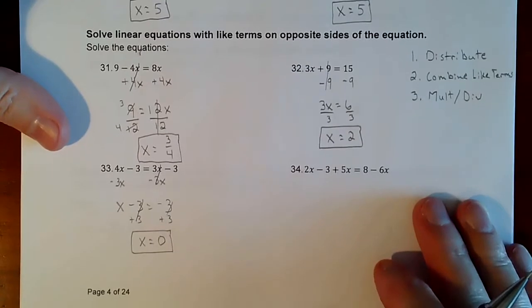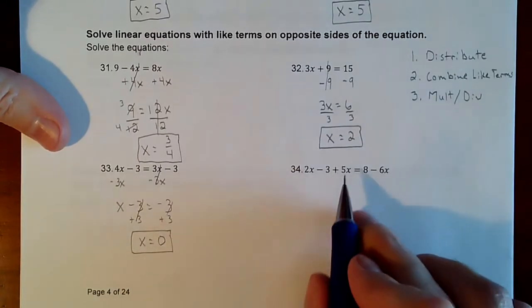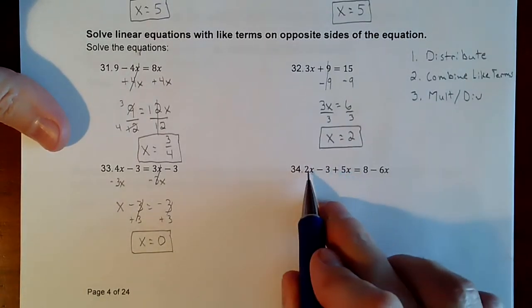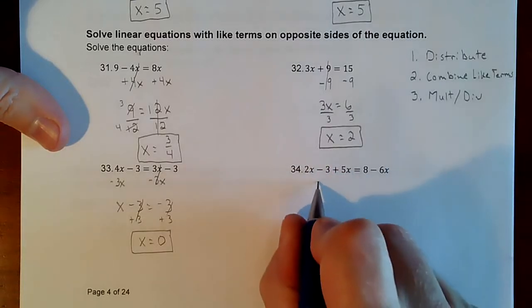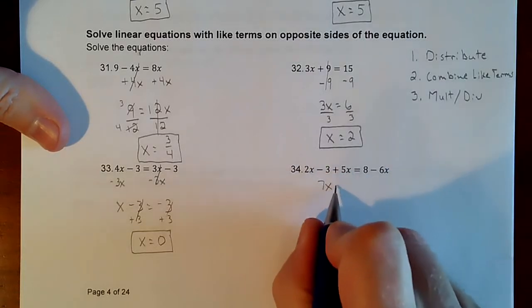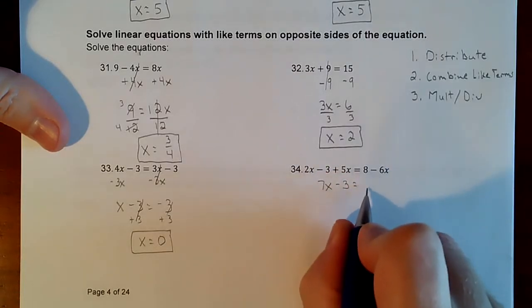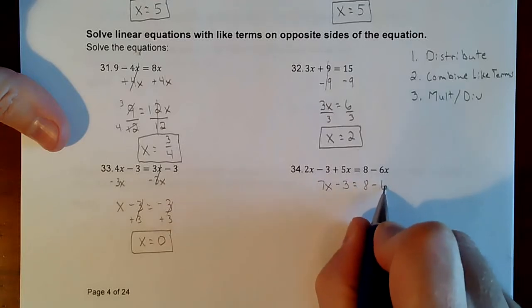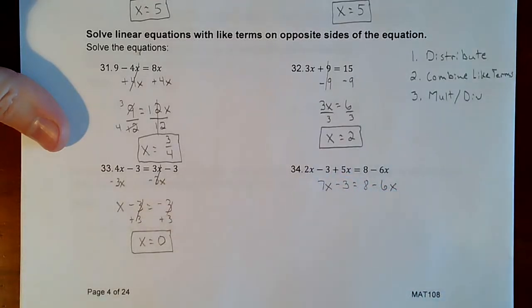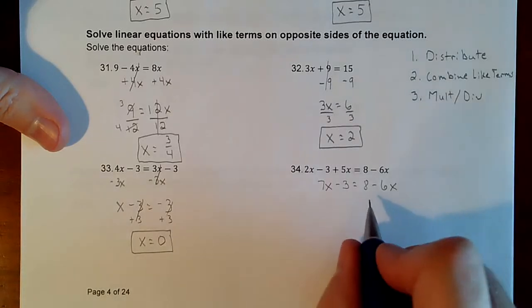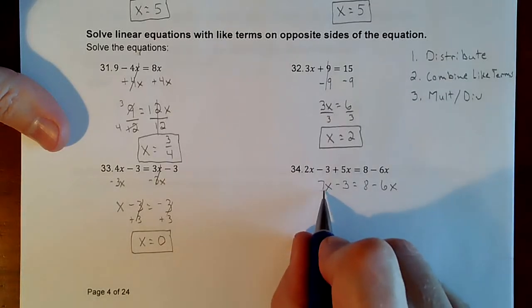Okay, so I have a couple steps that I got to take care of here. I have some like terms on the same side, so let me do that first. So I have a 2x and a 5x makes 7x. And I haven't done anything else, so let me bring down the 8 and the minus 6x. So the first step is I have like terms on the same side. Let's put them together. I'm going to put the x's together.